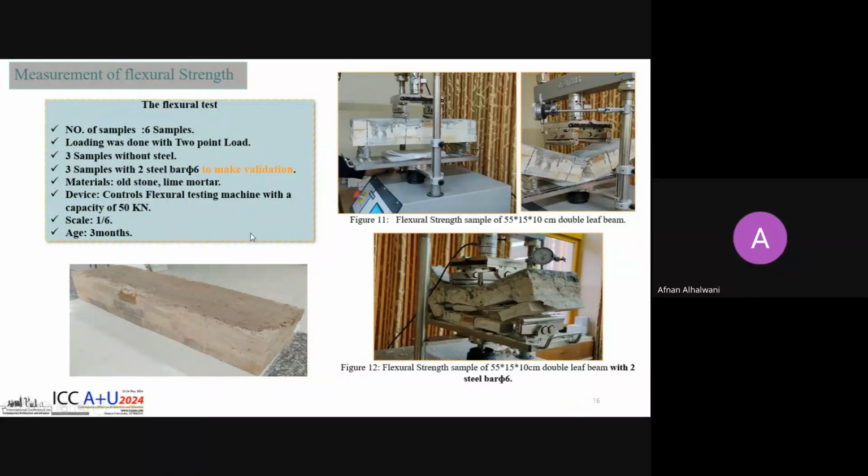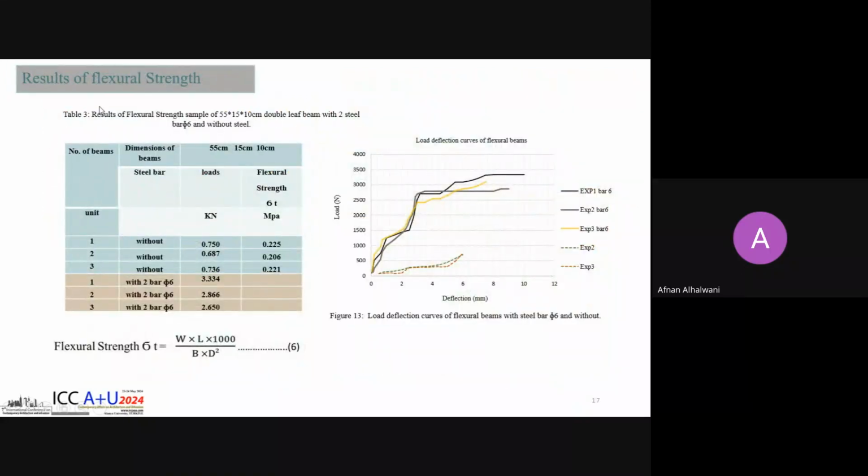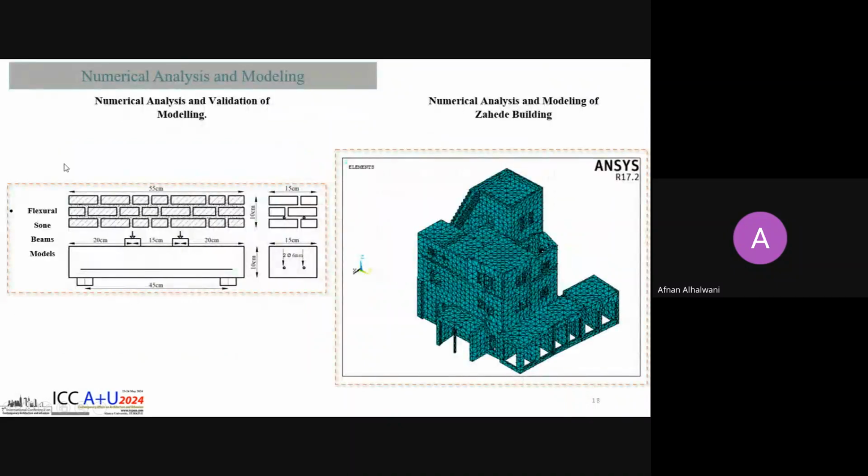Models were tested at 3 months of age to determine flexural strength using a controlled flexural testing machine with 2-point load. The results of flexural strength are shown in the table and figure. The numerical analysis and modeling is divided into 2 main parts. The first is validation of modeling for flexural stone beam models, and the second part is the modeling of the building.